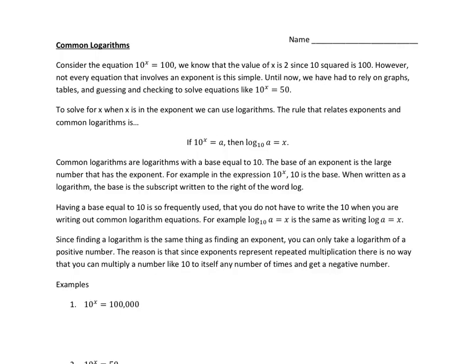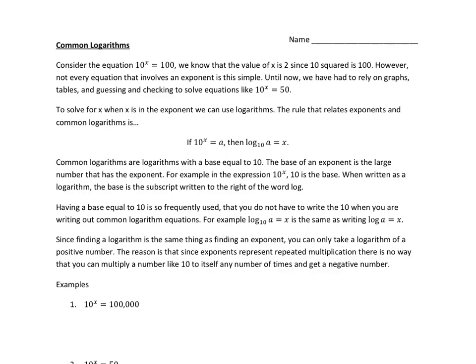The rule that relates exponents and common logarithms is: if 10 to the x equals a, then log base 10 of a equals x. Common logarithms are logarithms with a base equal to 10. The base of an exponent is the large number that has the exponent. For example, in the expression 10 to the x power, 10 is the base. When written as a logarithm, the base is the subscript written to the right of the word log.